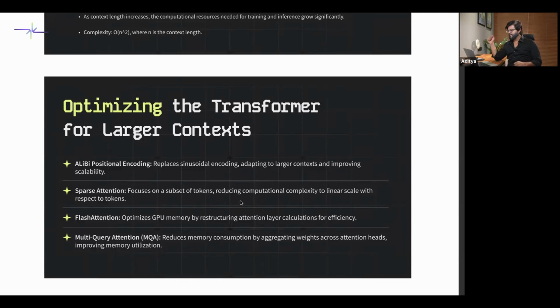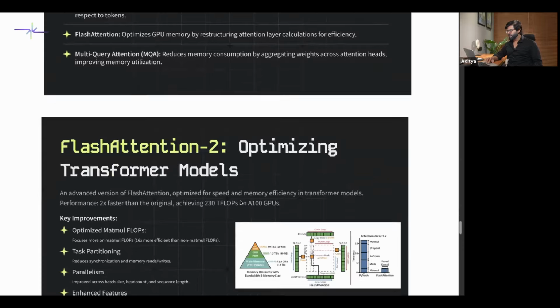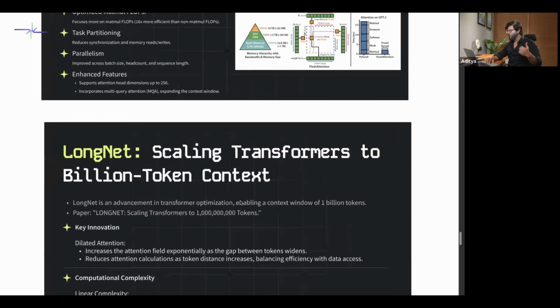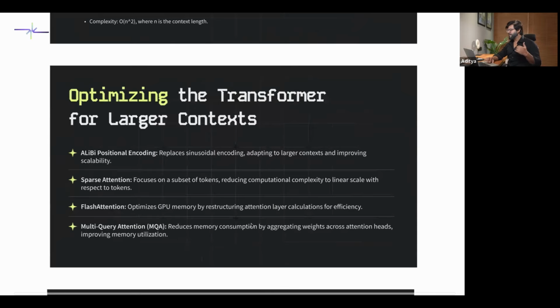Okay, so flash attention, sparse attention, multi-query attention. I'm not going to jump towards FlashAttention 2 or LongNet, but you guys are able to understand that you can optimize the transformer for larger context. You have ALiBi positional encoding, sparse attention, flash attention. The challenge was O(n squared) inference cost and time. Able to understand this, guys? Raise your hand if you can get an idea that there is a way in which you can optimize. Jaskaran says yes, nice. Pratik says yes, Govind yes, perfect, guys.